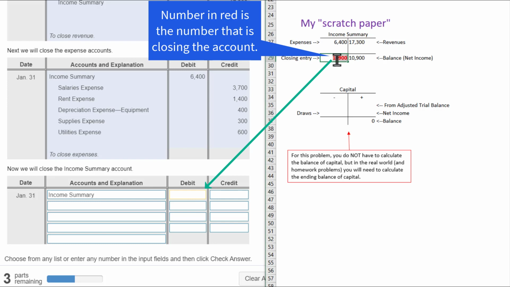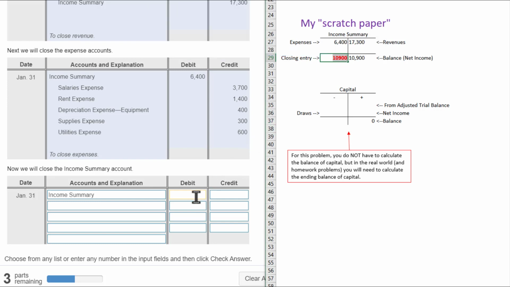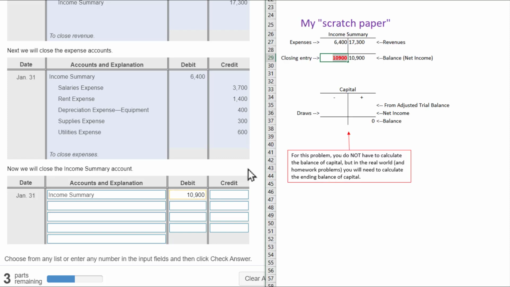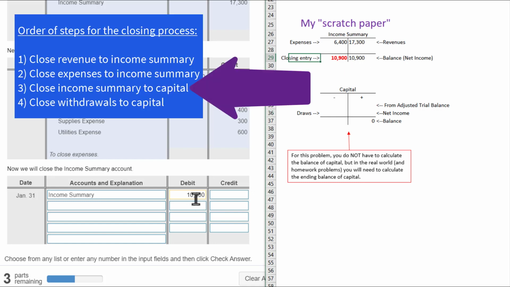Wonder if I can copy and paste that. Copy and paste. Oh, that's cool, it worked. Let me put the comma in there. Comma is optional, but it's kind of easier for you to read. All right. So I've closed income summary. It has a zero balance now. So where does the income summary get closed to? It gets closed to capital.